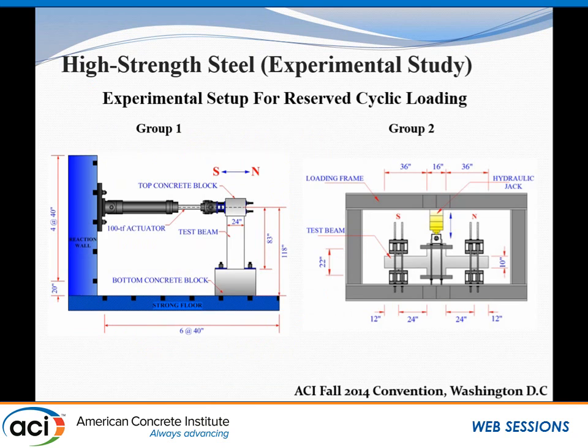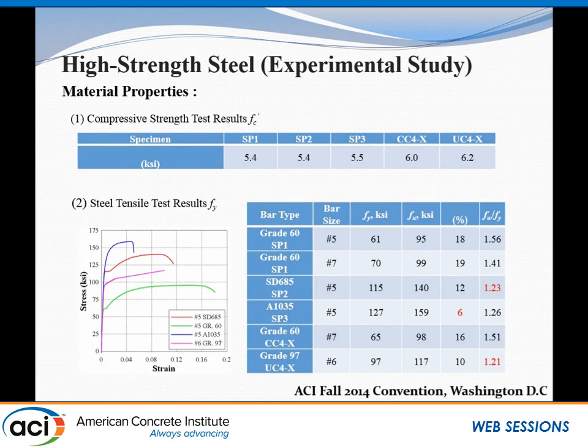This is the experimental setup used in the 2 studies. In the first study, the specimen was tested in the upright position, and the load is applied at the top. For the second group, the specimen is tested horizontally, and the load is applied back and forth through the column stub. The material test results are listed here. For each group of specimens, the concrete strength is controlled very close so that we can rule out the influence of the concrete strength.